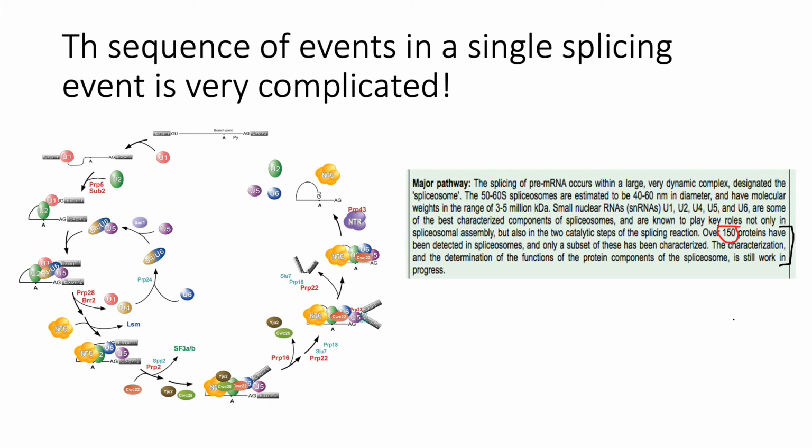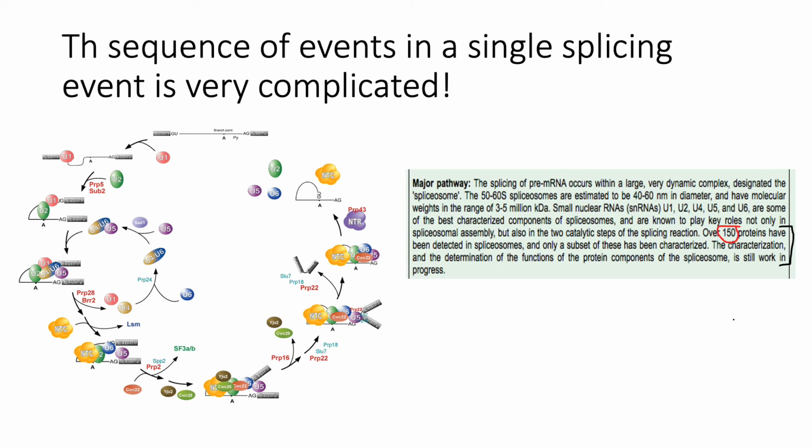Over 150 proteins have been detected in spliceosomes, and only a subset of these has been characterized. So we don't know a lot about what's going on here yet. The characterization and the determination of the functions of the protein components of the spliceosome is still a work in progress. So there's no way in a course like this that we can go into all those details, just to give you an overview of how this happens and how complicated it can be.